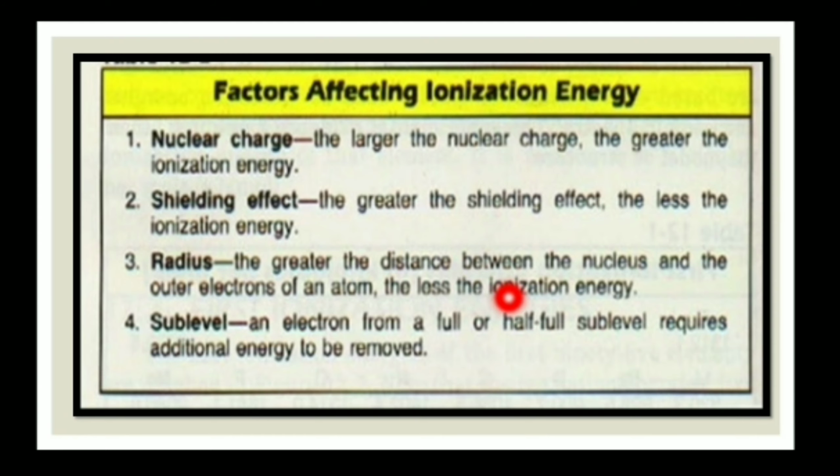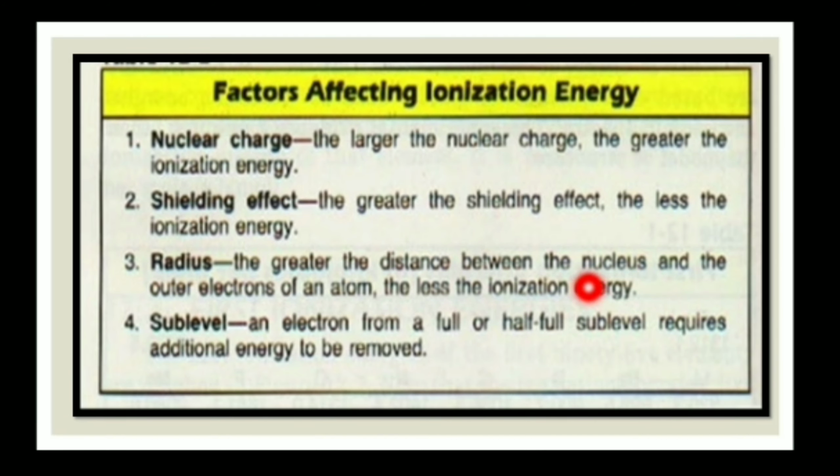Then the outermost shell electrons are easily removed because they are not tightly held by the nucleus. They are far away from the nucleus. From the outermost electron, a lesser amount of energy is required to remove the electron. So, the greater the distance between the nucleus and the outermost electron of an atom, the lesser will be the ionization energy.